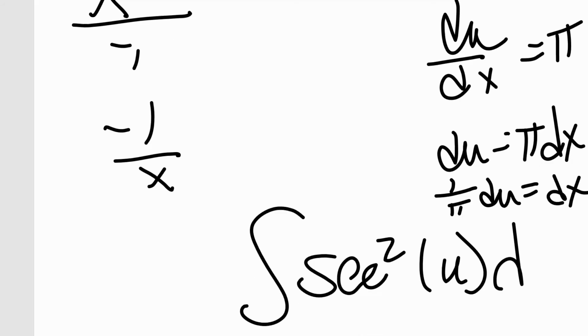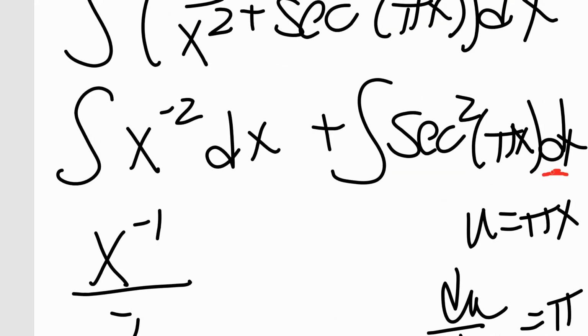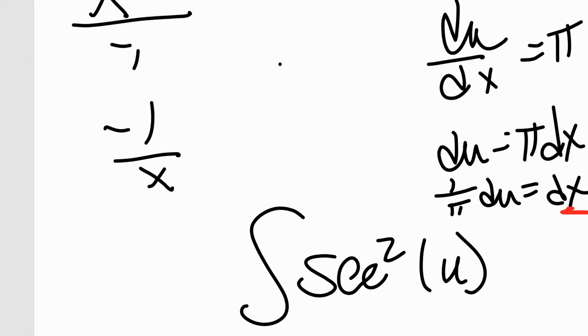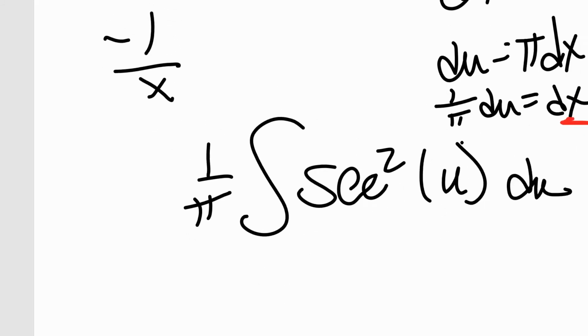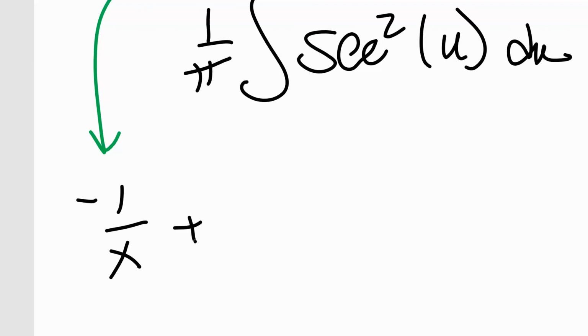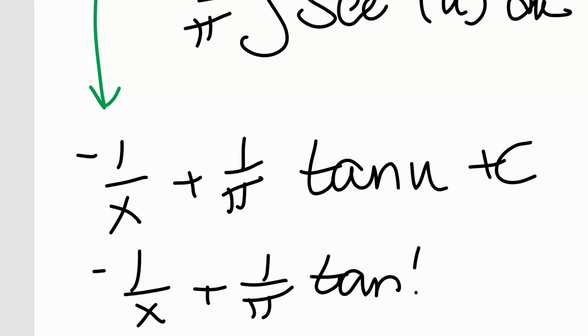So now I can go ahead and get rid of that. My dx up here, because dx down here is 1 over pi du, I'm going to get rid of my dx and put my 1 over pi out front, du out back, because 1 over pi is a constant. Bringing down from above my negative 1 over x, I'm going to add to that my 1 over pi, and then the integral of the secant squared of something is the tangent of it. So I get tangent u, and then this is where the plus c comes in. Now, I don't want to leave u in my answer. So I get negative 1 over x plus 1 over pi, the tangent of something, plus c.